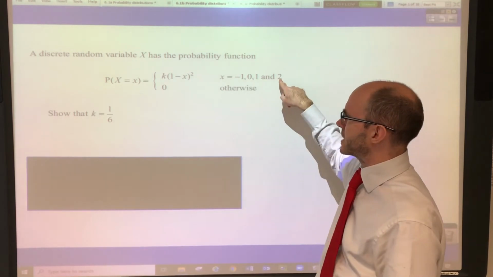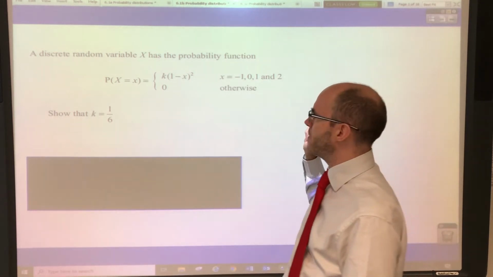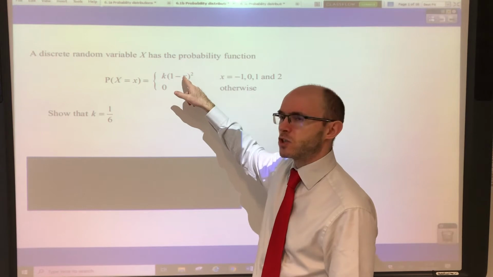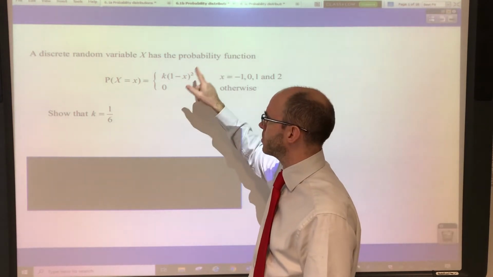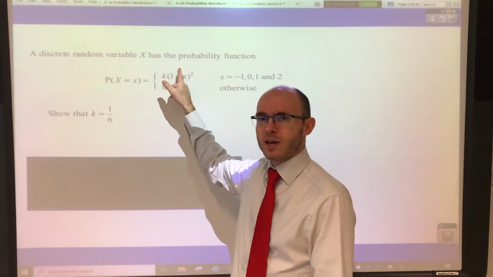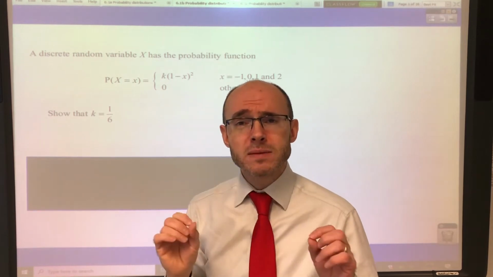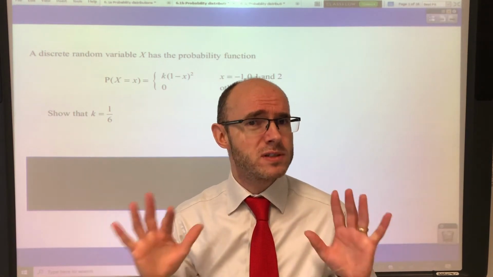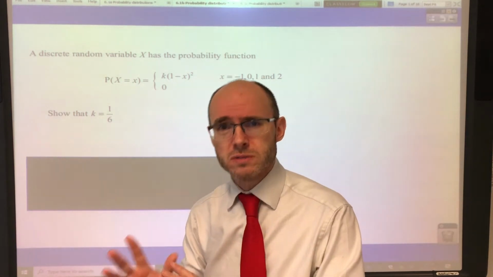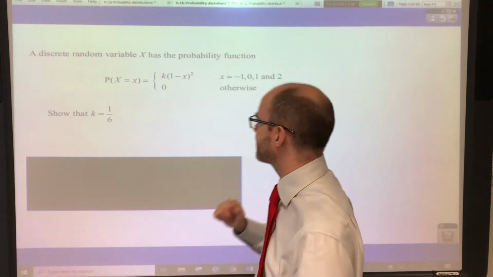So let's just suppose x equals 2. What we're saying is the probability is 1 subtract 2, which is negative 1, squared, which is 1 multiplied by k, which is k. That was the most exciting bit of this whole presentation so far, wasn't it? Substituting a value into an expression. Just want to point that out.